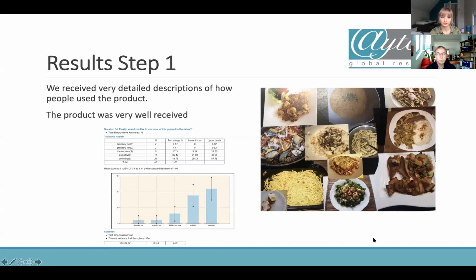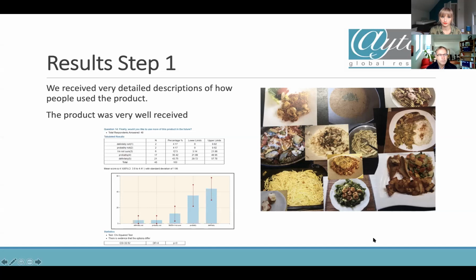And on top of that, of course, we also asked them, well, did you like the product? Would you like to use more of this product in the future? And we saw that this is a very, very positive response. So 38 out of these 48 people who had responded in the end would definitely, or probably definitely use it again. So we felt we were definitely on the right track with the product. This is a product that performs and is worth pursuing.